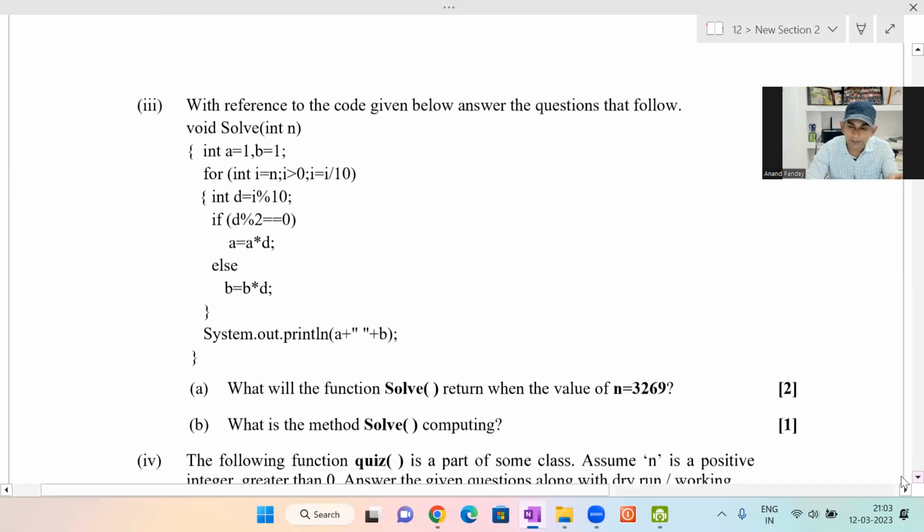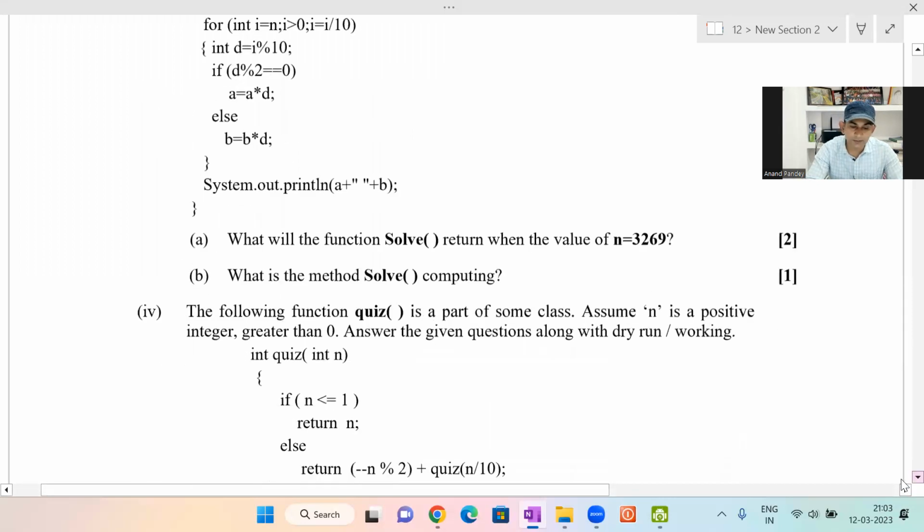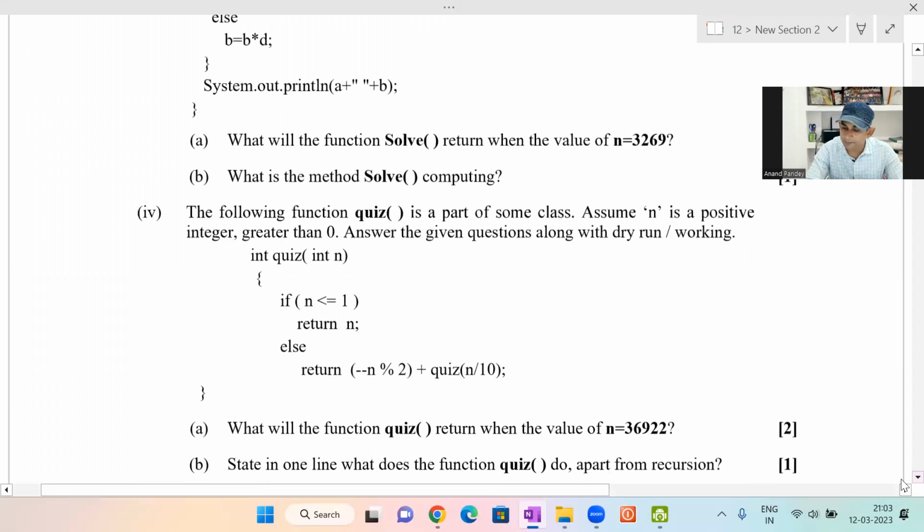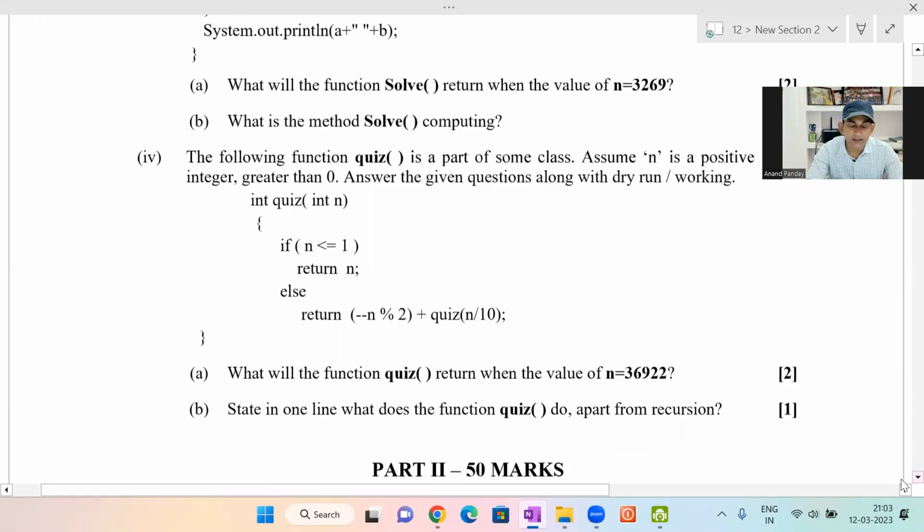Means the third and fourth parts of question number 2. The third part of question number 2 is a question of output, and you can see it is a simple function and loop. It is of 2 plus 1, 3 marks. Like that, the fourth part is also a question of output, and it will be a recursive function. Confirm it will be a recursive function. This will also be of 3 marks, 2 plus 1, 3 marks.